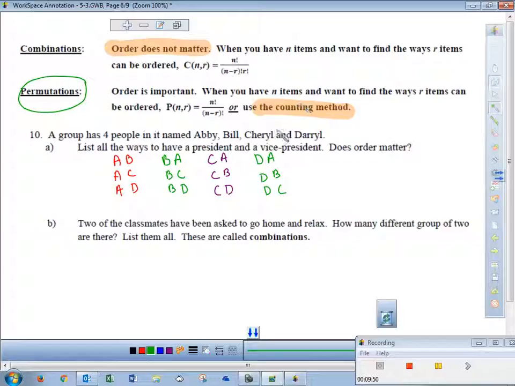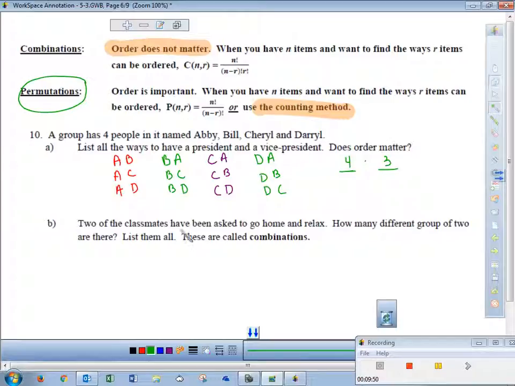How could we have figured that out? Well, there's 3, 6, 9, 12. How could we have figured that out? The counting method. Like how many people could have been the president? 4. How many people could have been the vice president? 3. And boom, multiply those together, and there's your 12 different scenarios.